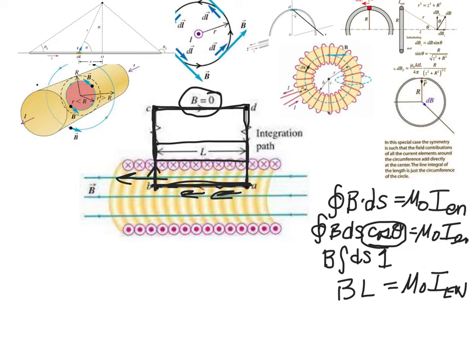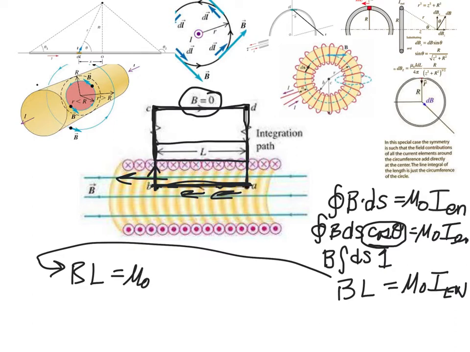But we have to know how much current is enclosed because there's not just one wire in there. So B times L equals mu naught times the current enclosed. Well, the current enclosed is just going to be whatever the current is in the wire times the number of wires that are in there. So we simply multiply the number of wires times the current, and then we have our result. And so if we divide by L, B equals mu naught N over L times I.